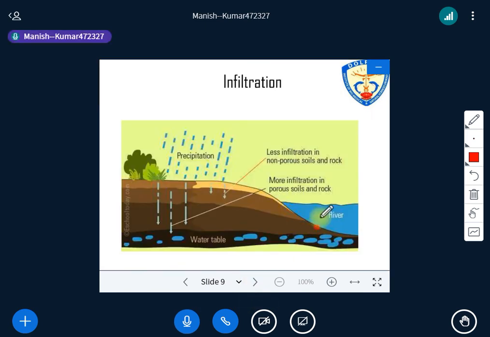Right, so this is one representation of infiltration. Where do you get less infiltration? In non-porous soils and rocks. If the soil and rocks are not so porous, if it is solid, obviously infiltration will be less. But if the soil is porous, meaning it has space in between, or if the rock has ruptured or has certain kinds of cracks, then infiltration will take place, right?